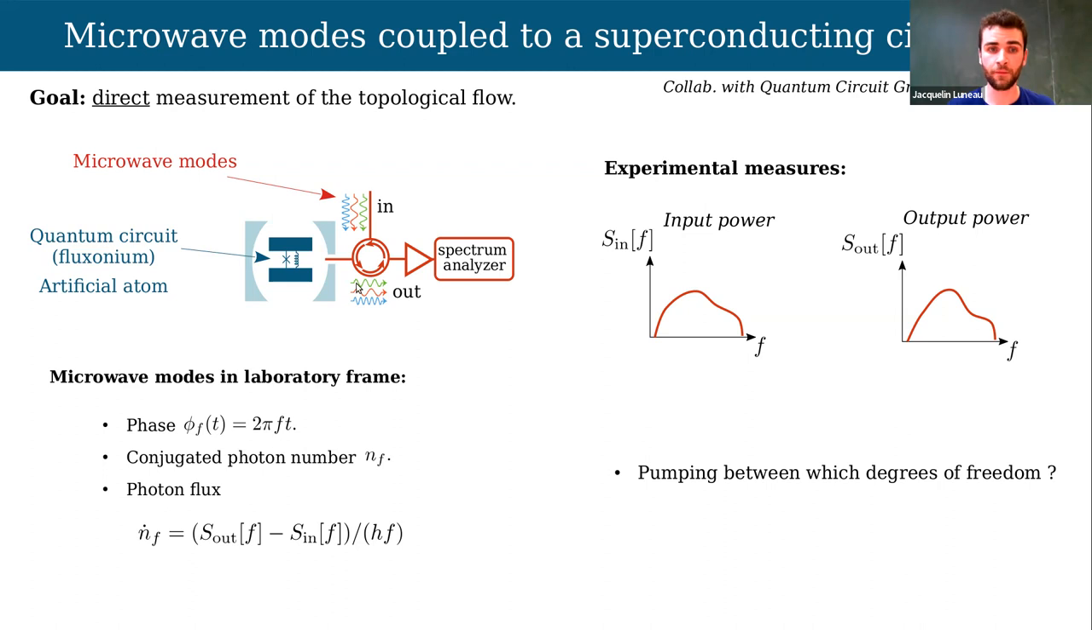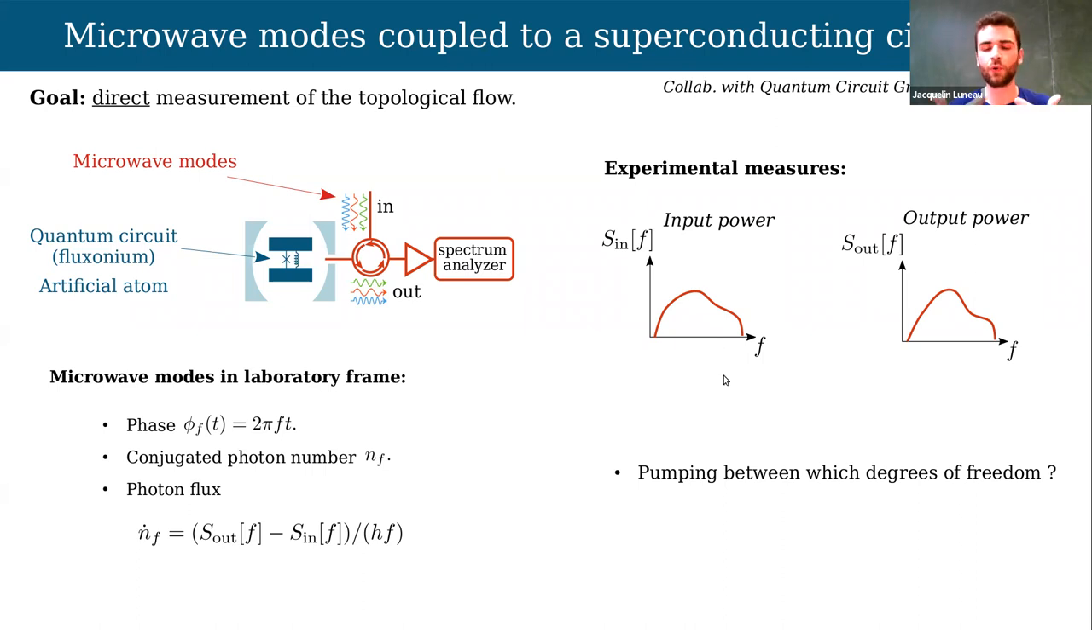And so we have 1 degree of freedom per frequency of the microwave mode, one phase at each frequency, which is conjugated to a number of photons. And we measure the dynamics of its conjugated variables in the powers which we send in and which we measure out of the transmission line. So topological pumping, the dynamics of this slow variable will be directly measured in these powers, which we send in the transmission line. And the quantum circuit group here in the ENS de Lyon is a specialist in this extremely precise measure of these microwave powers.